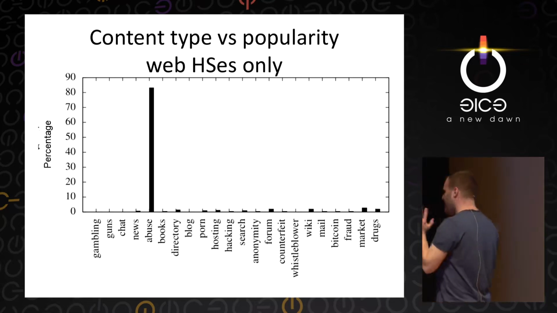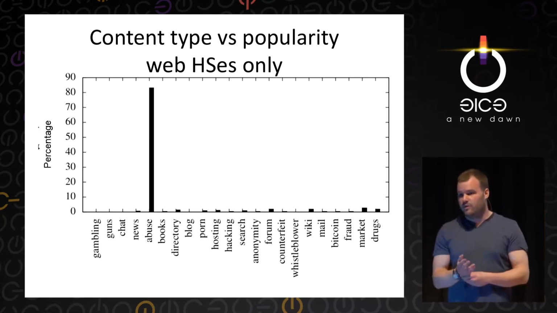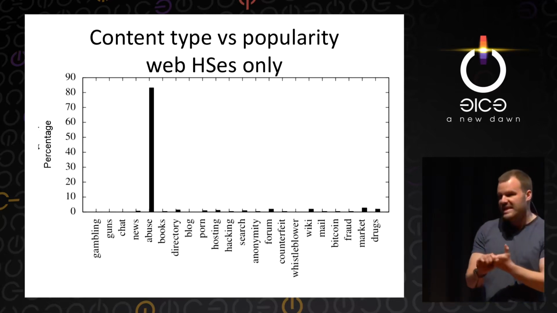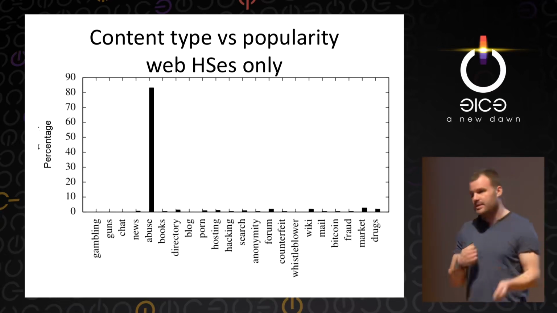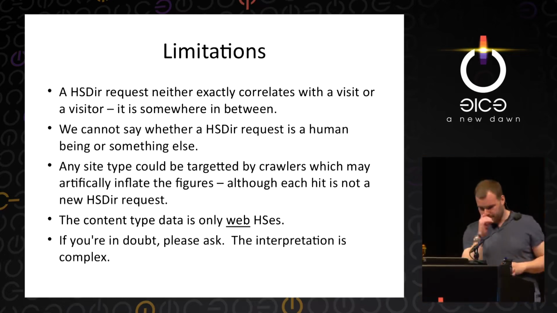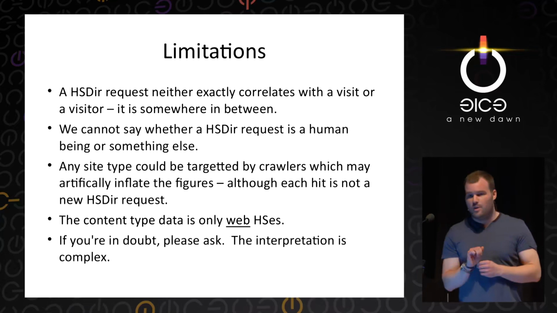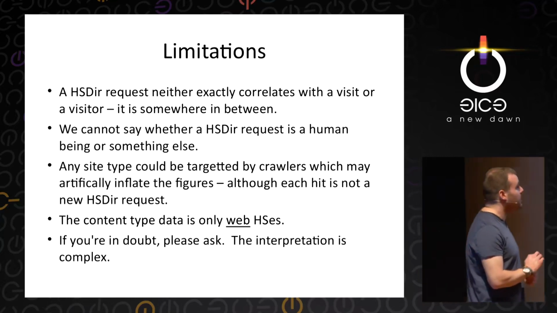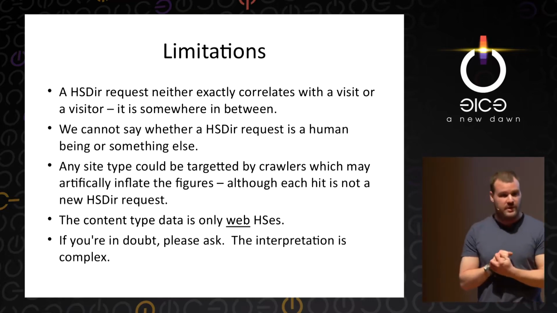Now, what proportion of these are people and which proportion of them are something else? Well, the answer to that is we just simply don't know. We've got directory requests. That doesn't tell us what they're doing on these sites, what they're fetching, or who indeed they are, or what it is they are. So these could be automated requests. They could be human beings. We can't distinguish between those two things. So what are the limitations? Well, a hidden service directory request neither exactly correlates to a visit or a visitor. It's probably somewhere in between, so we can't say whether it's exactly one or the other. We cannot say whether a hidden service directory request is a person or something automated. We can't distinguish between those two.